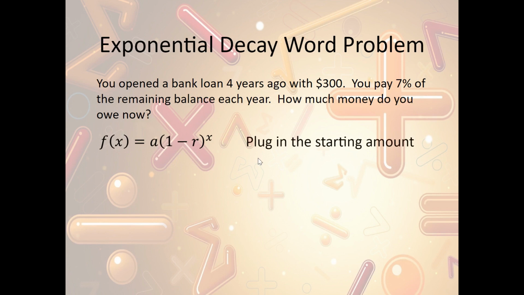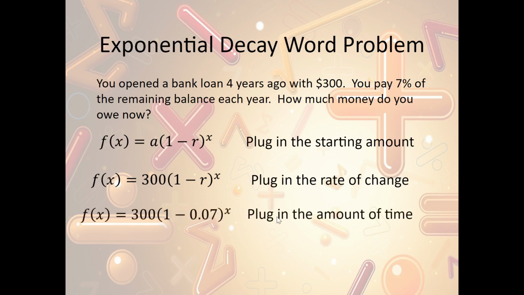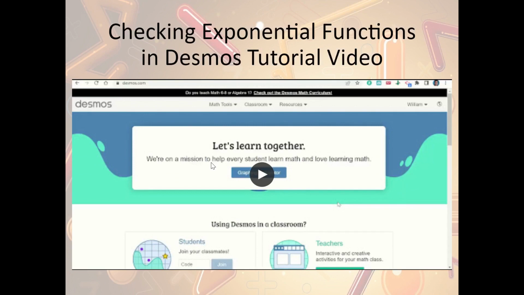So the first thing we do is plug in our starting amount. Our starting amount is $300, so that goes in for A. And we're making payments, so we're going to plug in our rate of change. We're paying 7% each time, so it's 7. We're going to move the decimal back 2 places, so 1, 2, so that's 0.07. Lastly, we're going to plug in the amount of time. The amount of time is 4 years, so that's 4. We plug that into our calculator, and we get that now we owe $224.42.